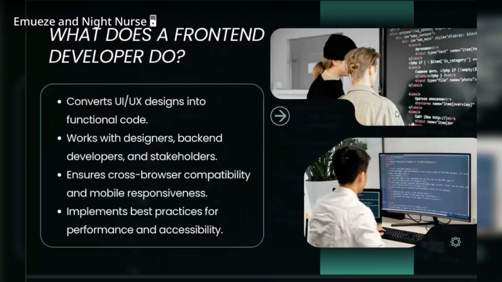What does a front-end developer do? Converts UI/UX designs into functional code, like I said earlier on, works with designers, back-end developers, and stakeholders, and ensures cross-browser compatibility and mobile responsiveness. So, we look at mobile responsiveness, whereby your website can be viewed using a mobile phone. When we say cross-browser compatibility, we're looking at your website being opened using Chrome, Safari, Firefox, or Phoenix browser.